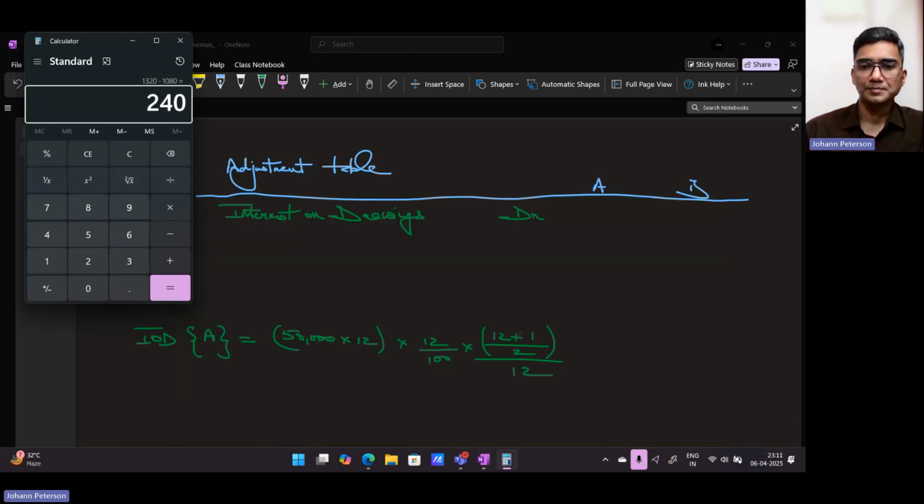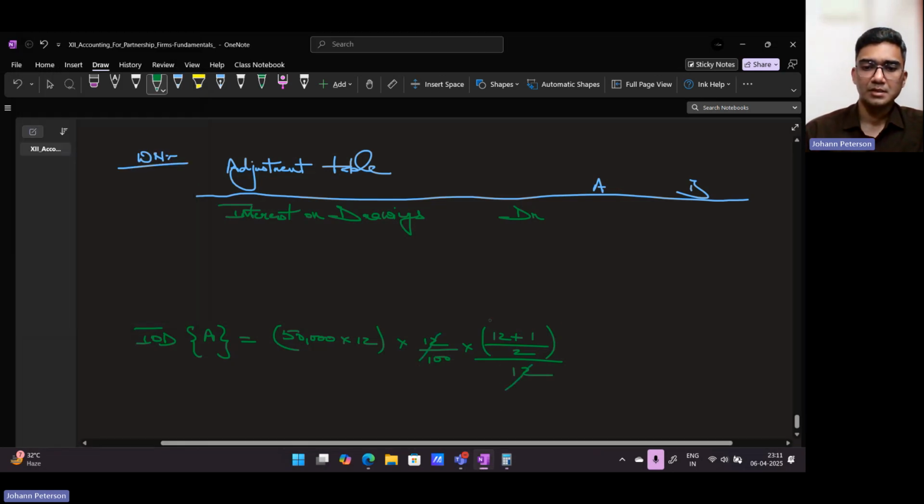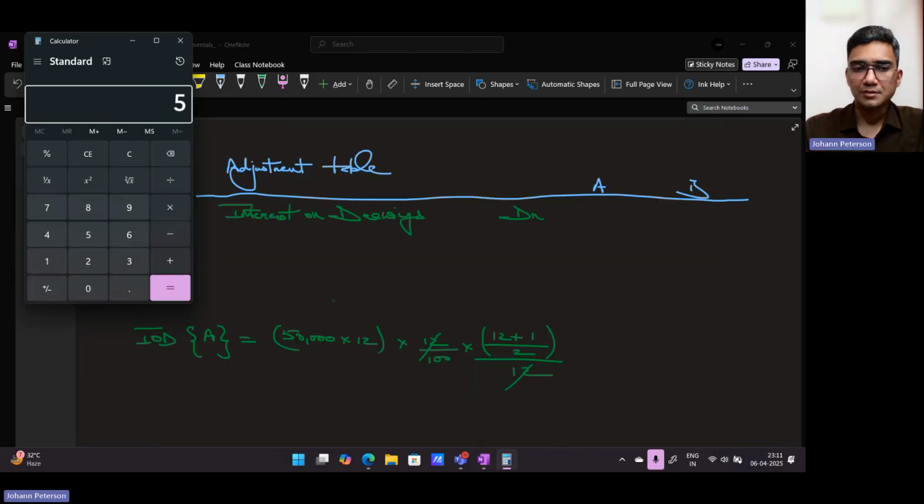So let's see what we get. 50,000 into 12. Can in fact cut this out from here. And let's do the multiplication. So 50,000 into 12 into 2 plus 1, 13 by 2 makes it 6.5, into 6.5 divided by 100. That is 39,000.